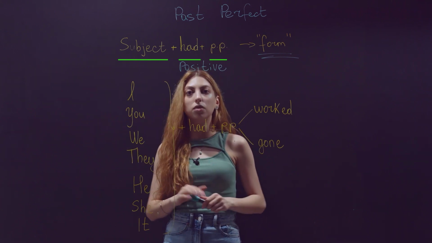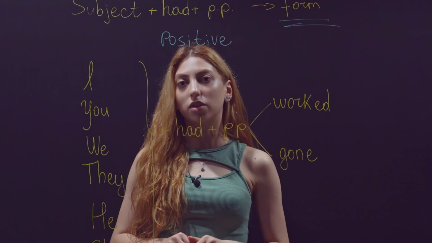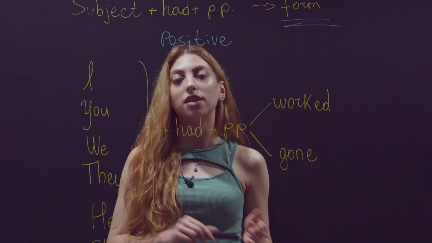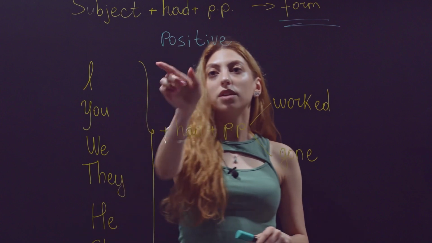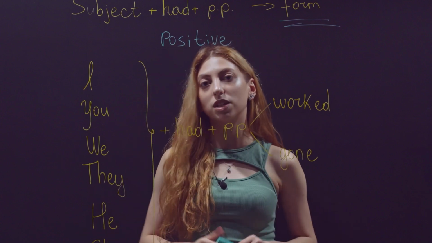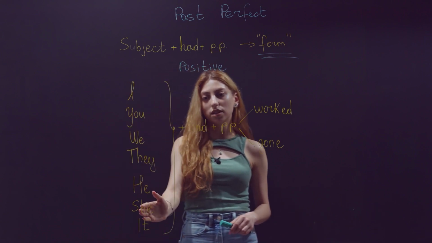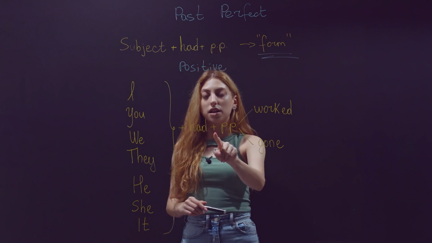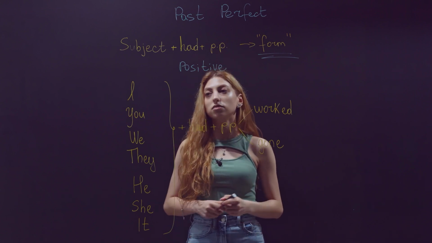So past participle is the third form of an irregular verb, or if our verb is regular, we add ed at the end of the verb. Easy. And now let's pay attention to the positive structure of past perfect tense. I, you, we, they, he, she, it. These are the subjects. Plus had, and plus past participle. Examples.